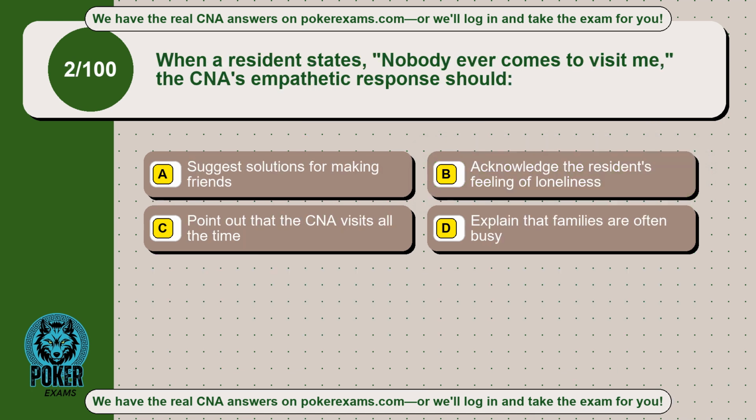Question 2. When a resident states, "Nobody ever comes to visit me," the CNA's empathetic response should: Option A. Suggest solutions for making friends. Option B. Acknowledge the resident's feeling of loneliness. Option C. Point out that the CNA visits all the time. Option D. Explain that families are often busy.